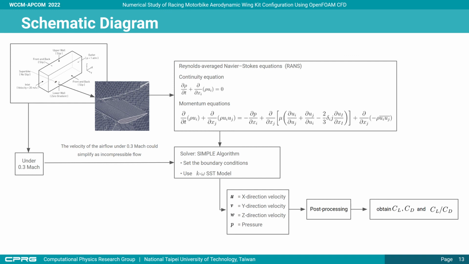In the schematic diagram, in the beginning we set up the boundary condition. The study is basically at 0.3 Mach. To solve the incompressible flow problem, we choose the SIMPLE algorithm. For higher efficiency of converged results, the k-omega SST turbulence model is applied. The converged results contain velocity in x, y, and z directions, and the pressure in each cell. Through post-processing, we could get the lift coefficient and the drag coefficient. Then, in each case, we could obtain the lift-to-drag ratio.